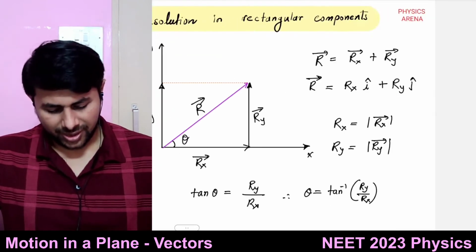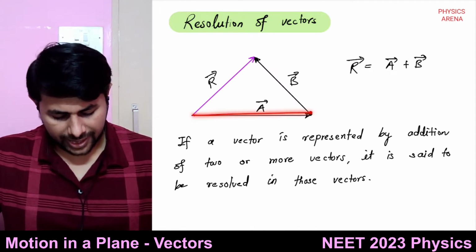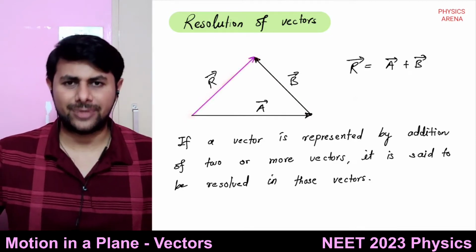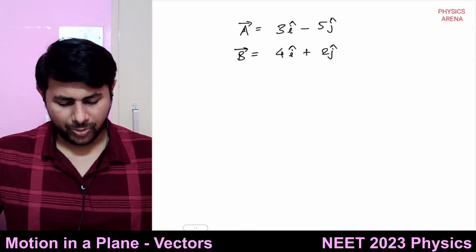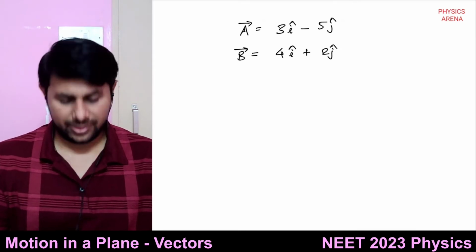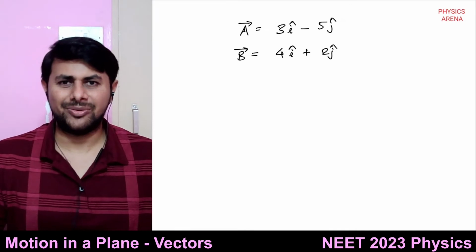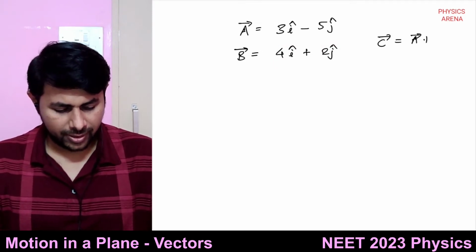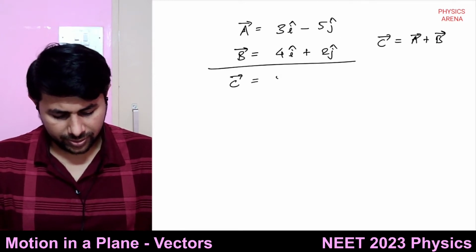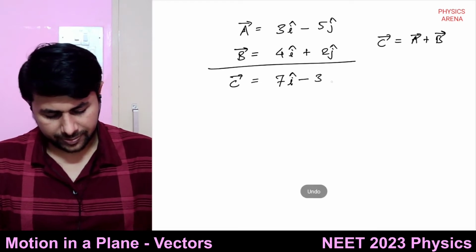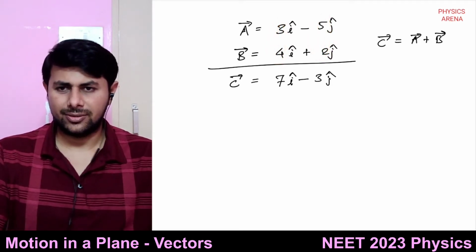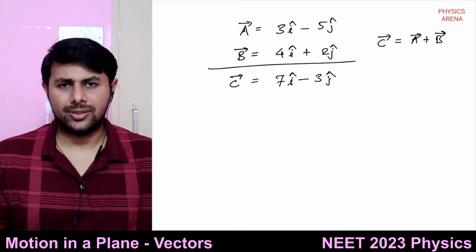Earlier, if you wanted to add these two vectors, you had to draw them, starting from the start point of the first one and ending at the end point of the second one. But if you represent a vector in rectangular component form, then it's very simple to add or subtract them, or even multiply them. We'll see that later. If C bar is equal to A bar plus B bar, what will be C bar? Just 7i cap minus 3j cap. Just add x component to x component, y component to y component. Very simple.